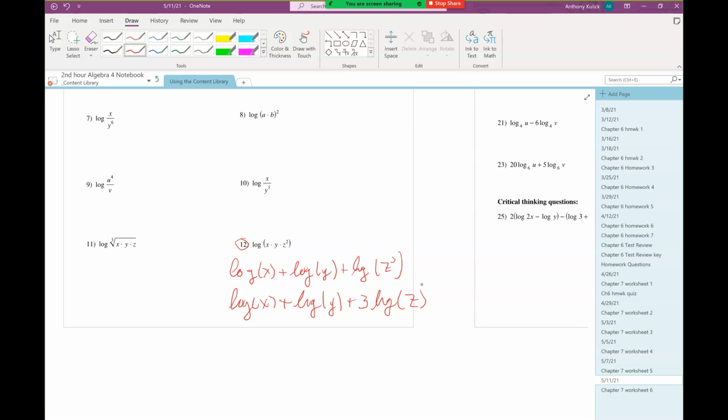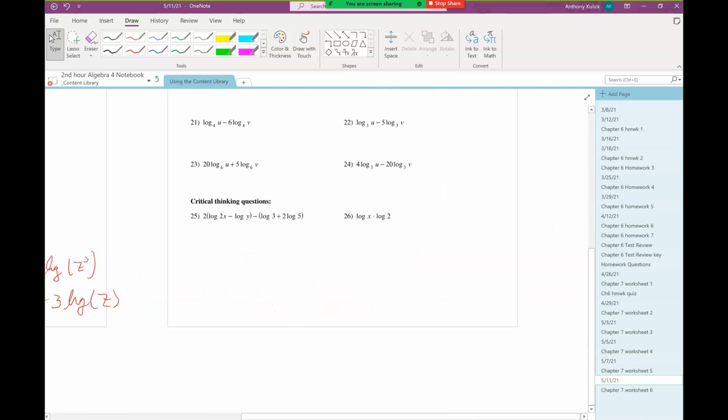Who else, or what else, or anything else? 25? Sure. For 25, what I would probably do is clear the parentheses out of here to start, and then we'll do some rearranging. So I'm going to distribute the 2 through, and also distribute this negative through.